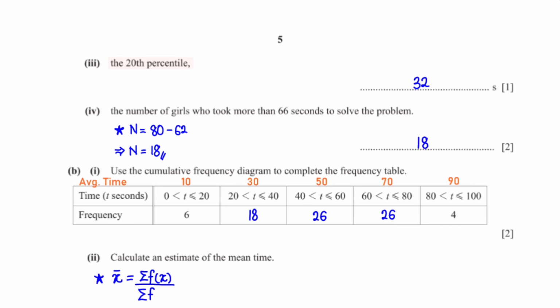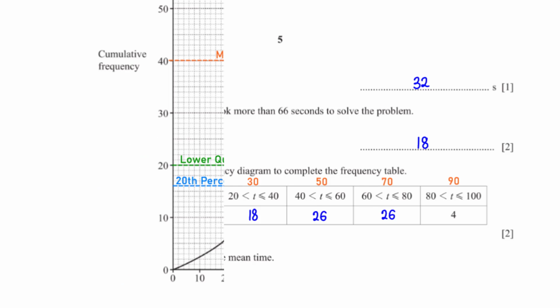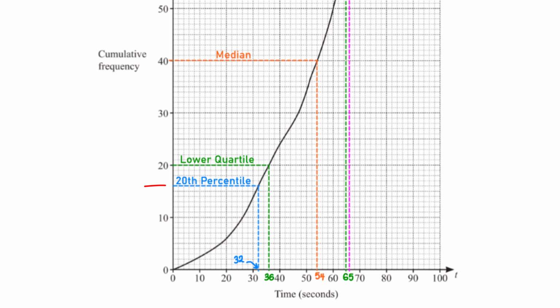Find an estimate for the 20th percentile. To get the 20th percentile, we map 20% of 80, which is 16, on the diagram. This gives us 32 seconds.